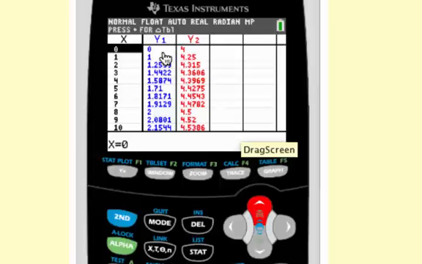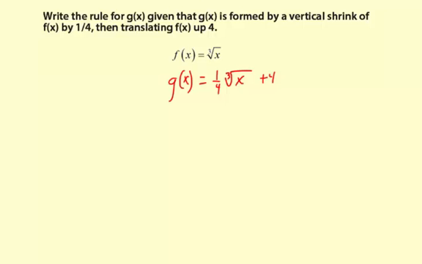Now, let's compare from the input of 0 to 8. For f of x, the output increases by 2, from 0 to 2. For g of x, the output increases by 0.5, from 4 to 4.5. Now 0.5 is 1/4 of 2, so that once again verifies that we have a vertical shrink by a factor of 1/4 for g of x compared to f of x. So we've now verified the transformations, and we know this g of x is correct.